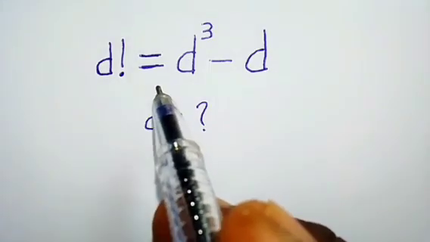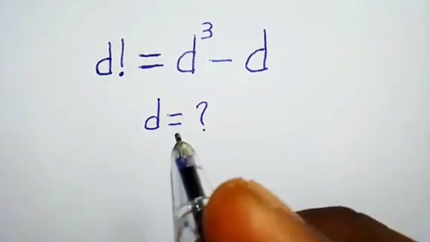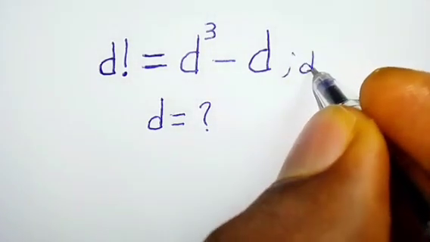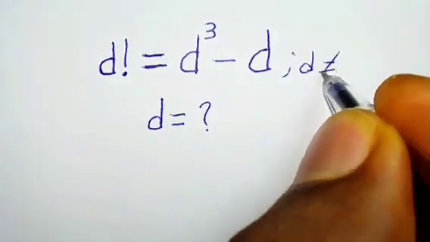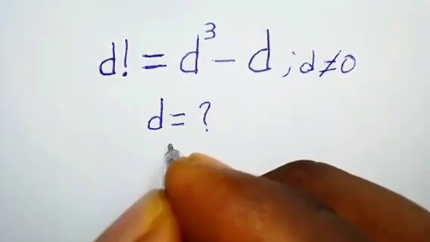d factorial equal to d to the power of 3 minus d. How do we find the value of d? Before we go ahead with the solution, we have a condition, and our condition is that d is not equal to 0. Now, let us go ahead with the solution.